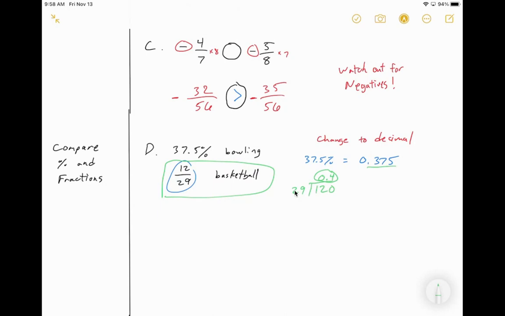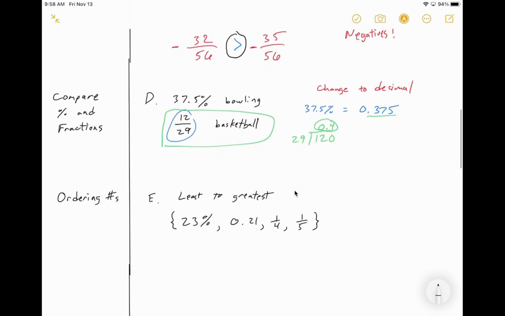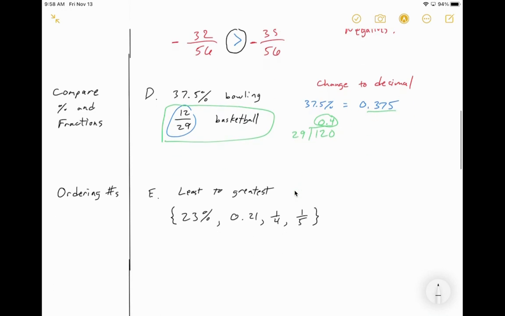Last thing here, we'll kind of squeeze it in. This will give us a more clear example of this, okay? Let's say we were going to compare four numbers from least to greatest: 23%, 0.21, 1/4, and 1/5. So I'll give you a second to write these down. I know I'm going pretty fast here. Let's say I want to compare these from least to greatest. I've got fractions, I've got decimals, I've got percentages.